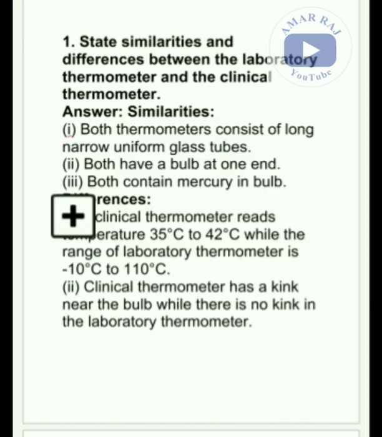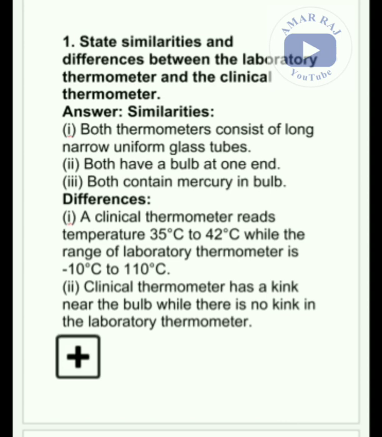Now about the differences. The first difference is that a clinical thermometer reads temperature from 35 degrees Celsius to 42 degrees Celsius, while the range of a laboratory thermometer is -10 degrees Celsius to 110 degrees Celsius. There is no need of explanation, students. You have studied about their ranges.